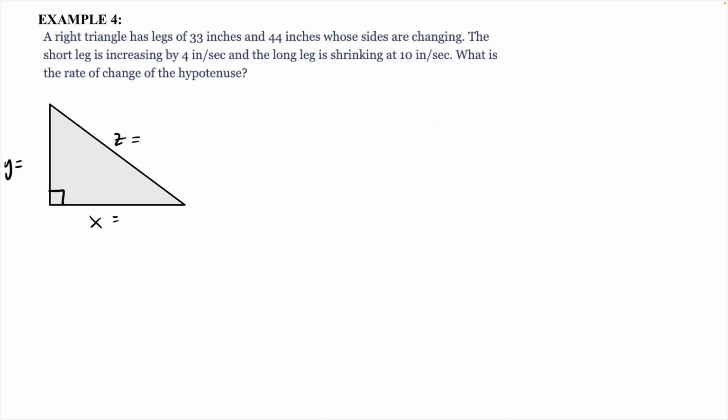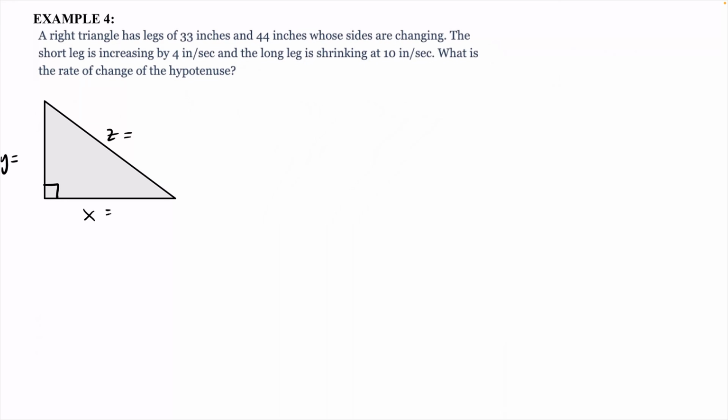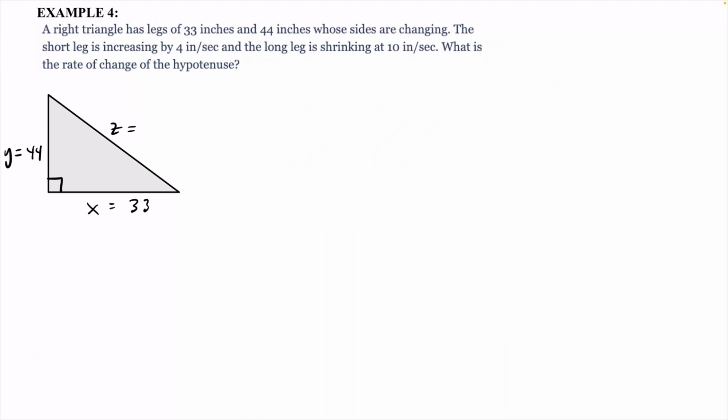So step 1, what do we know? We know it's a right triangle, and we know it has legs of 33 and 44. So one of them's 33 and one of them's 44. Which one's which? It doesn't matter. You can make x 33 and you can make y 44 or vice versa. Those sides are changing though. Those sides are not going to stay the same. Okay, so we know x is 33 inches. We know y is 44 inches.